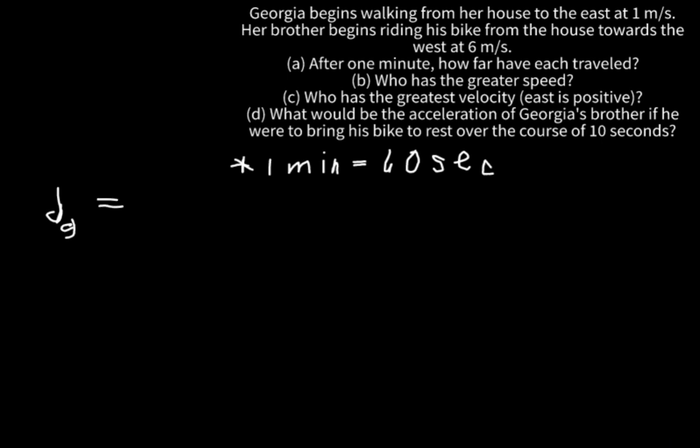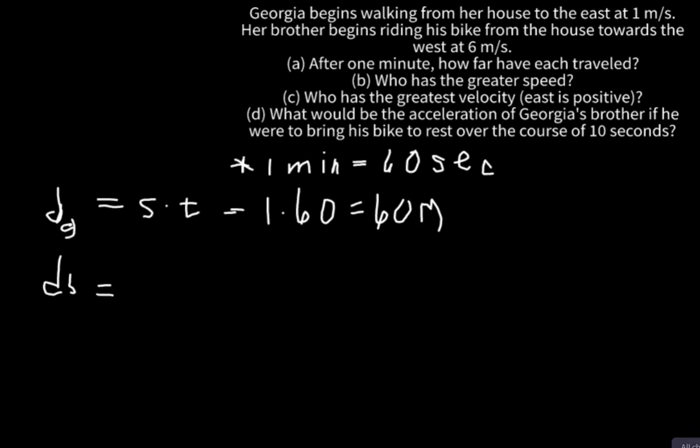So that is going to equal speed times time. And for Georgia, that is going to be 1 meter per second times 60 seconds gives us a distance of 60 meters. Now our distance for her brother is going to be his speed times his time interval, which is 6 meters per second times 60 seconds, and that gives us 360 meters.